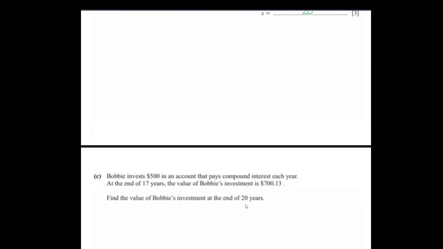Question number C. Bobby invests $500 in an account that pays compound interest each year. At the end of 17 years, the value of Bobby's investment is $700.13. Find the value of Bobby's investment at the end of 20 years. So they have given us the value he got after 17 years, but they didn't give us the rate of interest. They gave us the principal amount. So using this, we will first find out the rate of interest, and then we'll take the rate of interest, principal and time tenure and find out for 20 years.